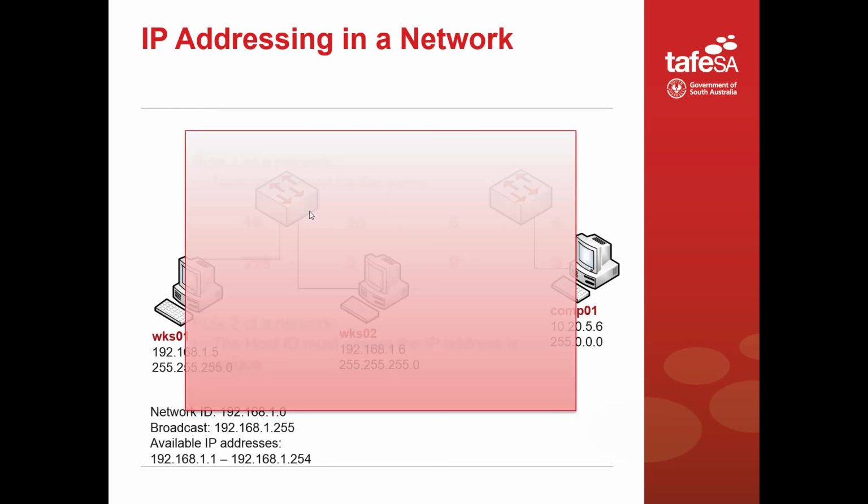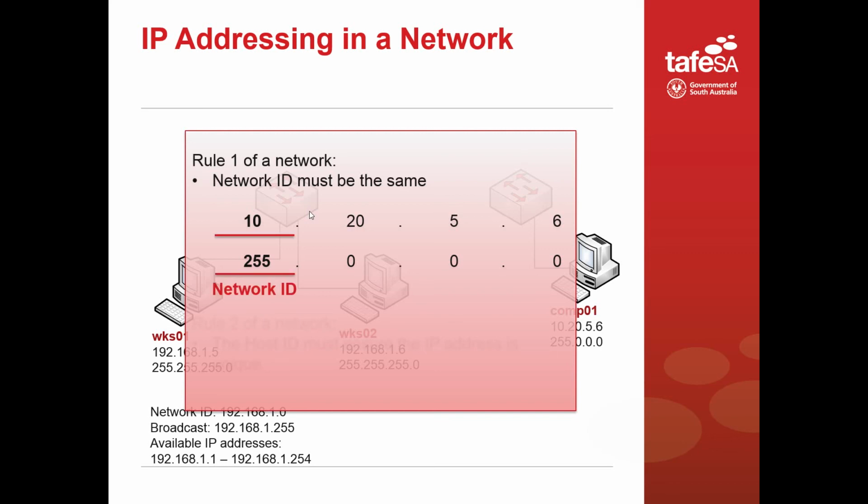So, remember our rules. Rule 1 of a network, the network ID must be the same. So let's have a look at what the network ID is. Remember that the network ID is determined by the subnet mask. So where the 255 is, that's only in the first octet. So that means the network ID is 10. And we would write that as 10.0.0.0.